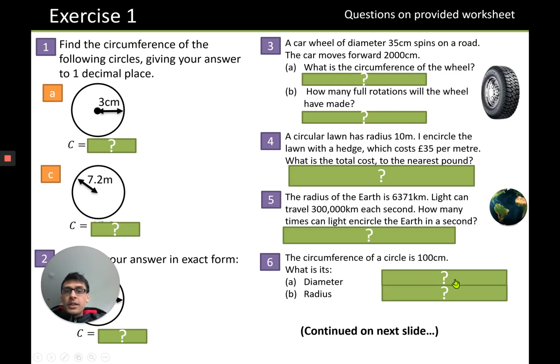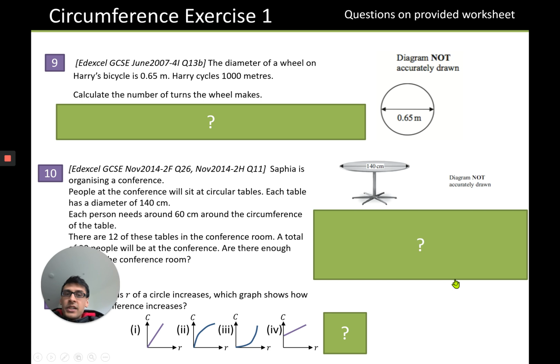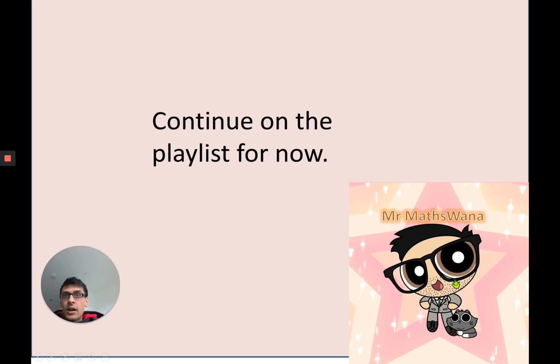Okay, this worksheet here is actually perhaps a bit too easy for you guys, so I'm not going to set this yet, but I'm going to provide you with this worksheet with the answers if you want to practice more questions on circumference. So this is optional here. For now though, continue the playlist and we'll look at area next.